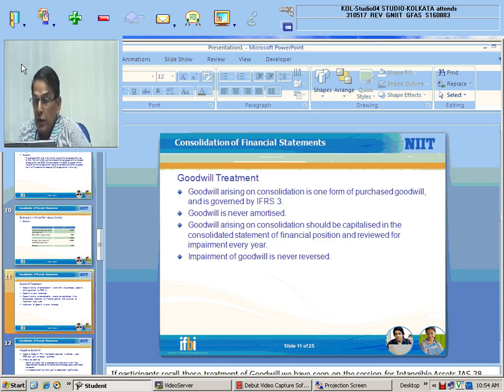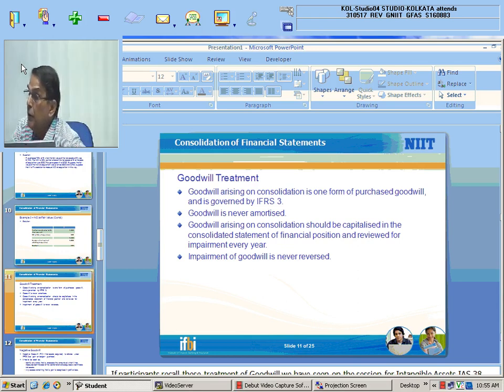Secondly, goodwill arising on consolidation should be capitalized in the consolidated statement of financial position, and it should be reviewed for impairment every year. If there is an impairment of goodwill and the impairment entry is passed, then subsequently that impairment can never be reversed. So these are the treatments for goodwill. This we have discussed when we covered IAS 38, the session on intangible assets.